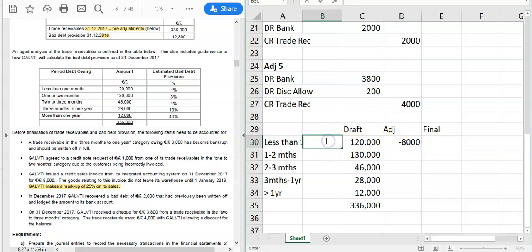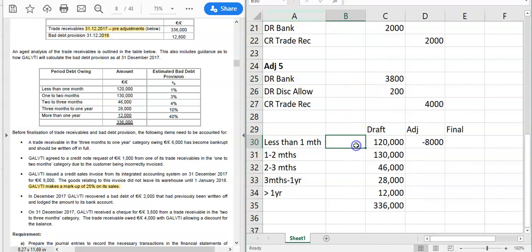And if you want a reference there, what I'll put in, and a good student might do this as well, you'll reference there adjustment 3 to show that's where that adjustment is coming from. We reversed that sale. It was only outstanding for a day. So it would have been in the less than 1 month category. In 1 to 2 months then, if you look down along, you see here, you have a credit note. So that is going to be adjustment 2 and minus 1,000.